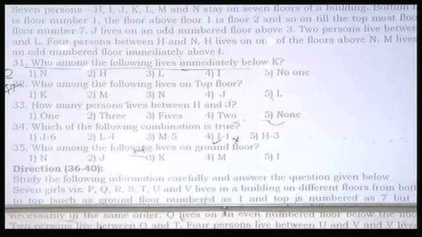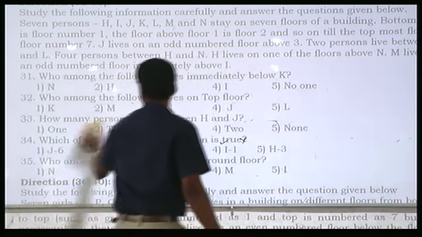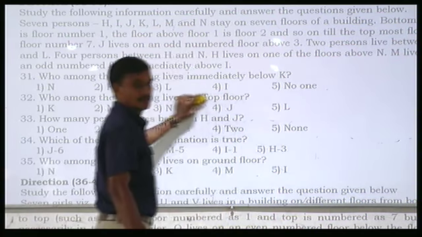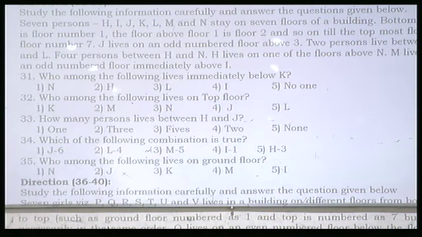Write on this. Now start solving this one. And this is again given as it is in the examination. Yes, can everyone see this one? Now 7 persons, H, I, J, K, L, M and N, stay on 7 floors of a building. The bottom floor is floor number 1, the floor above 1 is floor number 2 and so on. No need to read the entire information. Okay? How are you supposed to read this information?